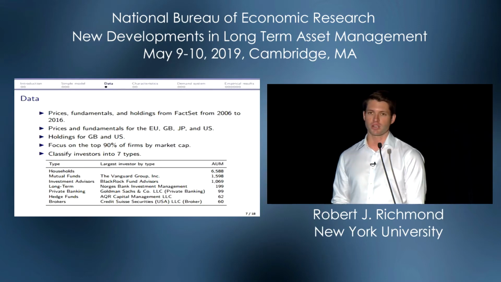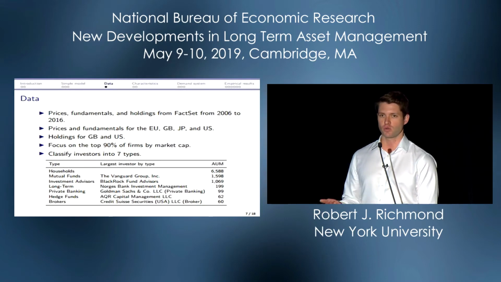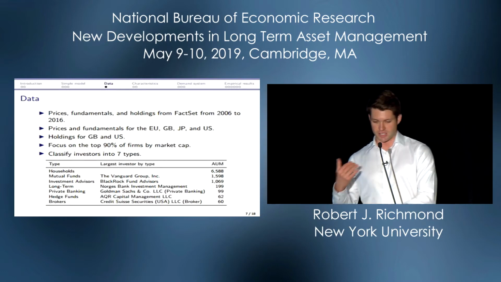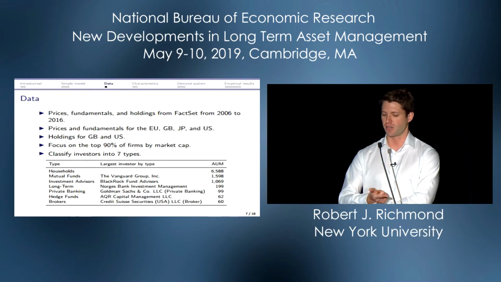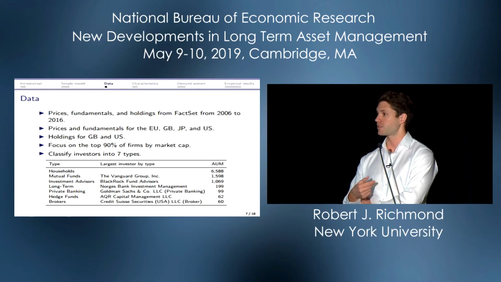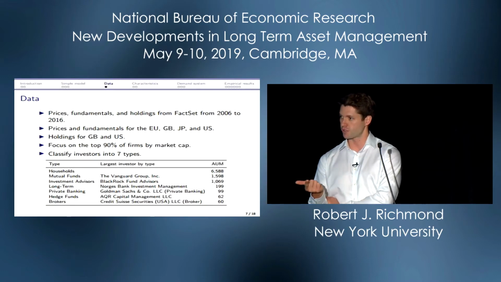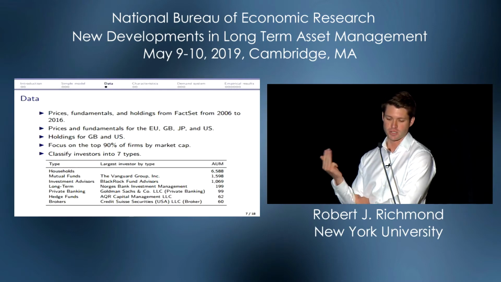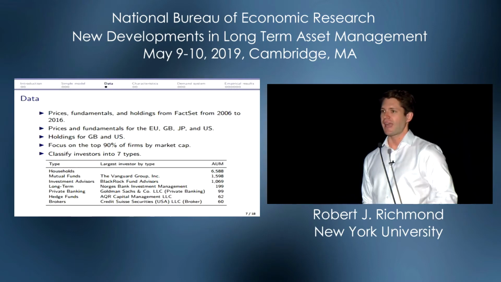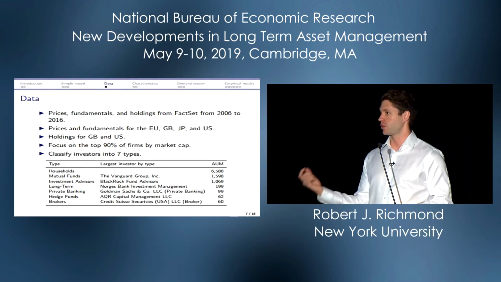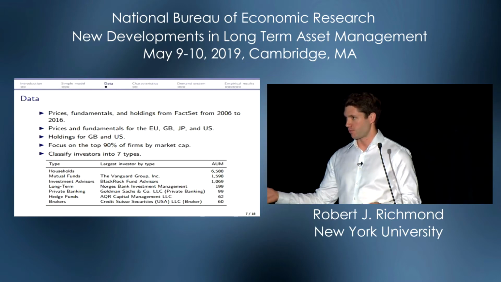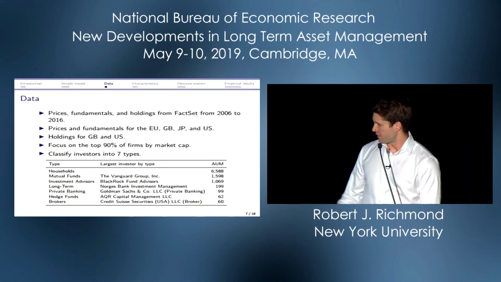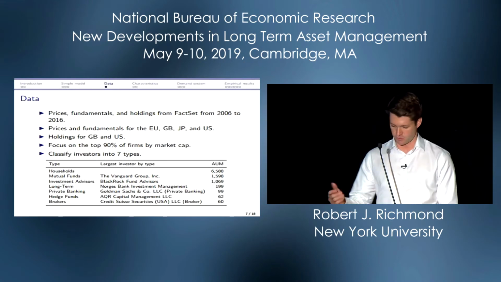And then finally, we're going to classify each of these individual investors into 7 different types. We're going to have 6 types, which will be mutual funds, investment advisors, long-term investors, which makes up insurance companies and pension funds primarily, and sovereign wealth funds, as well as private banking, hedge funds, and brokers. Anything that we don't observe in the holdings data, we're going to attribute to the household sector so that markets clear and total holdings add up to the market cap of a given firm. This is just the largest investors in the US in 2016.